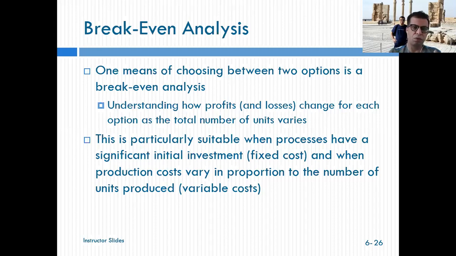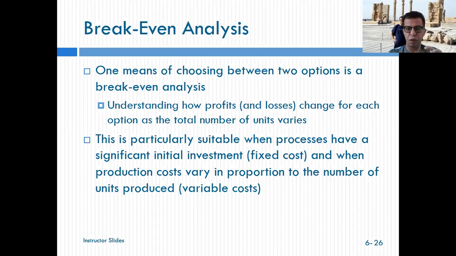But if the new equipment you bring can produce 60 of them every 10 minutes, then by the end of 1 hour, you have 640, assuming that there is a demand for 640. Something in that sense, you have to do a break-even analysis. So one means of choosing between two options is the break-even analysis.